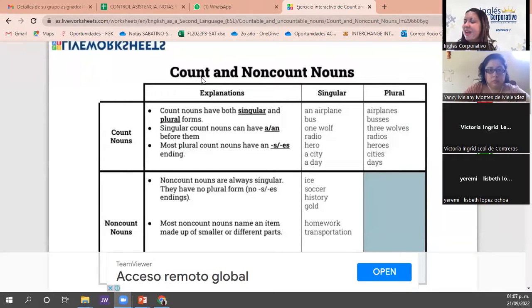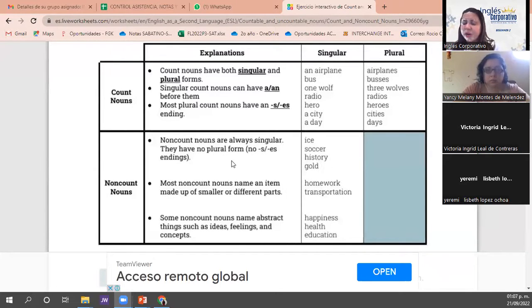In this exercise, we have count and non-count nouns. Remember that count nouns can be singular and plural. They can have a or an before them, singular nouns. And most plural count nouns have an S or ES ending. We have some examples: an airplane, airplanes; bus, buses; one wolf, three wolves; radio, radios; hero, heroes; a city, cities; a day, days. Non-count nouns are always singular.